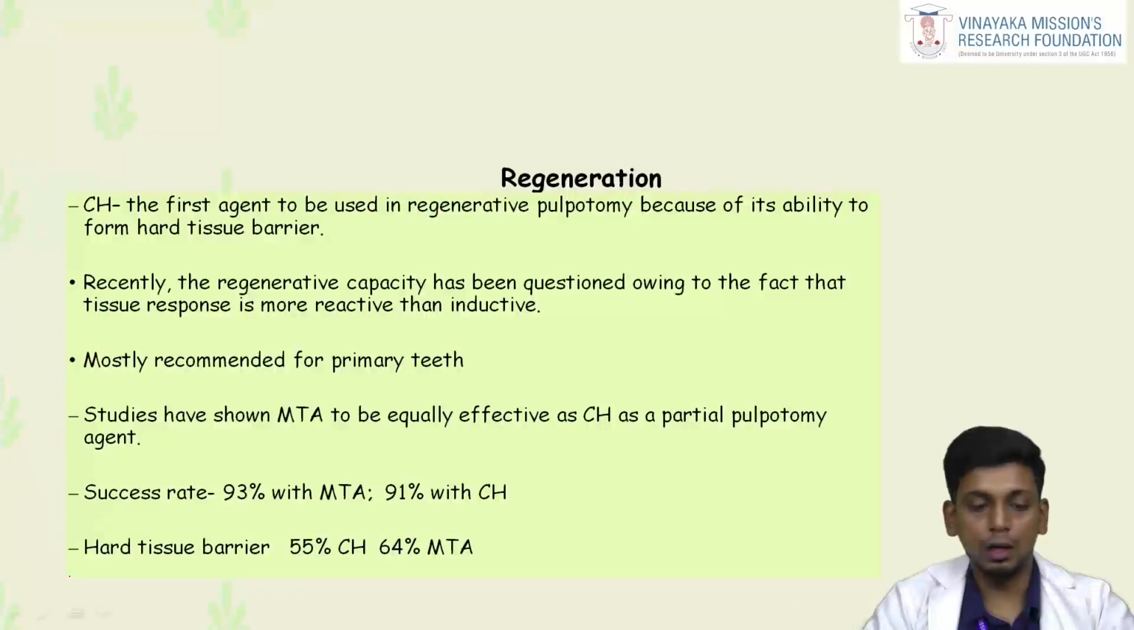In regeneration, calcium hydroxide was the first agent to be used in regenerative pulpotomy because of its ability to form a hard tissue barrier. Recently, its regenerative capacity has been questioned owing to the fact that the tissue response is more reactive than inductive. Mostly recommended for pulpotomy of primary teeth, studies have shown MTA to be equally effective as calcium hydroxide as a partial pulpotomy agent.